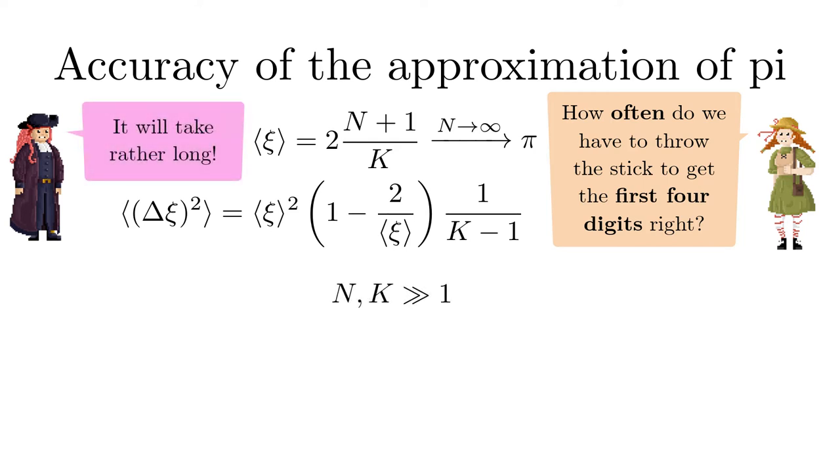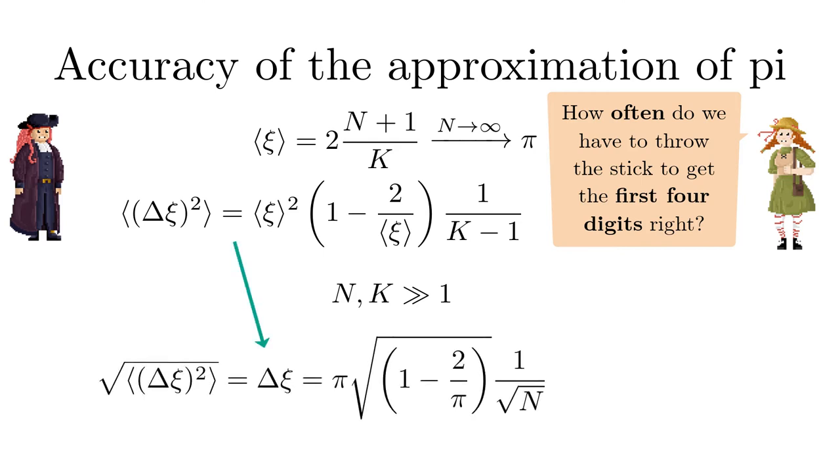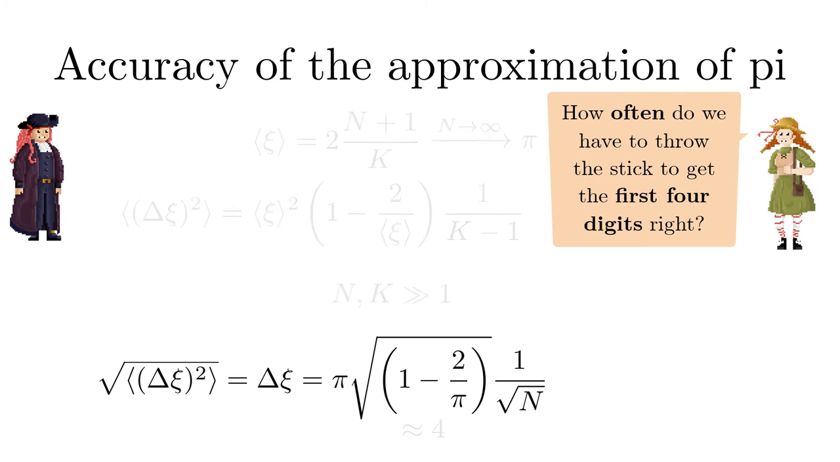Then the variance and its square root, the uncertainty, simplify further, and we obtain the ubiquitous 1 over square root n dependence with a prefactor that is roughly. In order to have m fractional digits accuracy, delta has to be less than 10 to the minus m, we obtain.